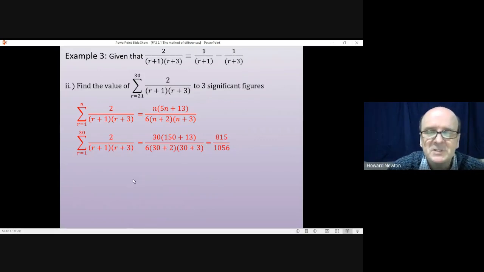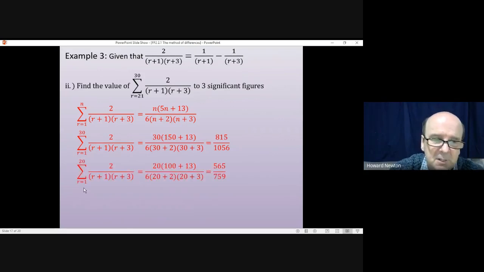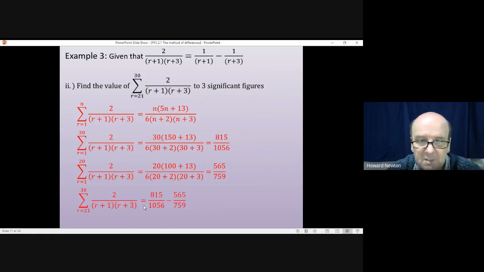We need to take away the first 20 terms. So we also need to work out the sum from r equals 1 to 20, which means putting 20 into that formula. That simplifies to 565 over 759. And if we do this first sum, take away the second sum, we'll actually have what they asked us to do. So 815 over 1056, take away 565 over 759, simplifies to that as a fraction. They've asked for it as a decimal to 3 significant figures. So we'll give it as that. 0.0274 is accurate to 3 significant figures.